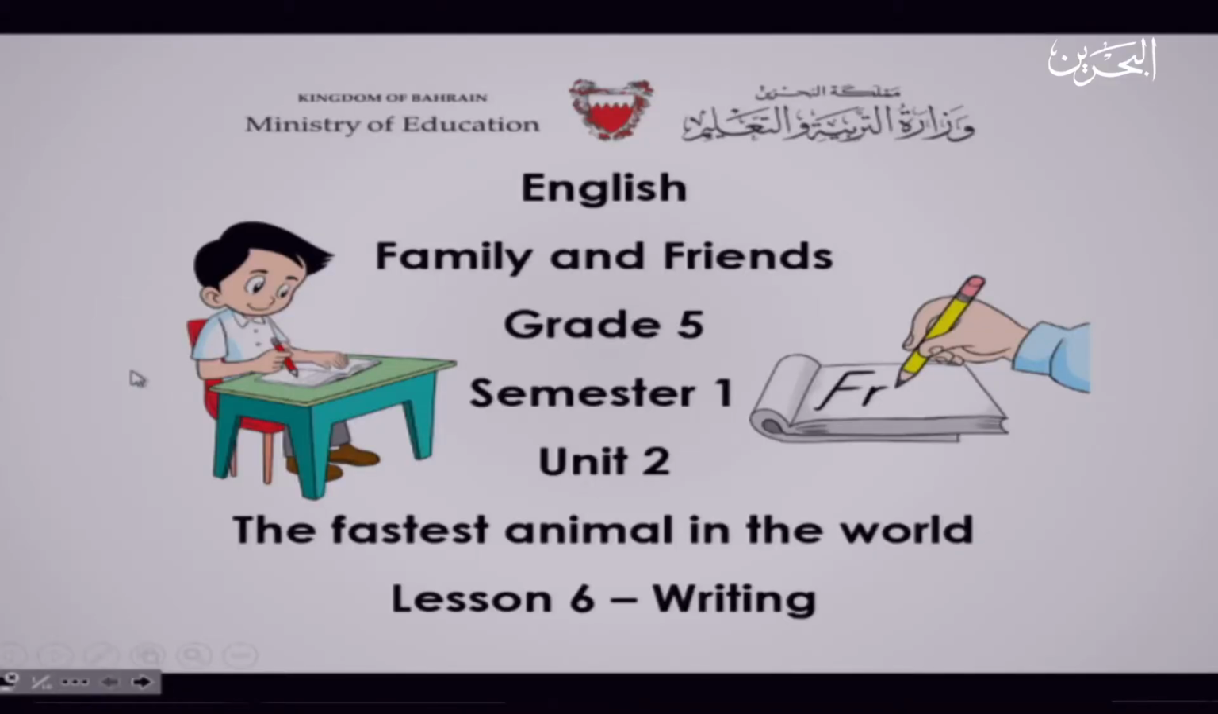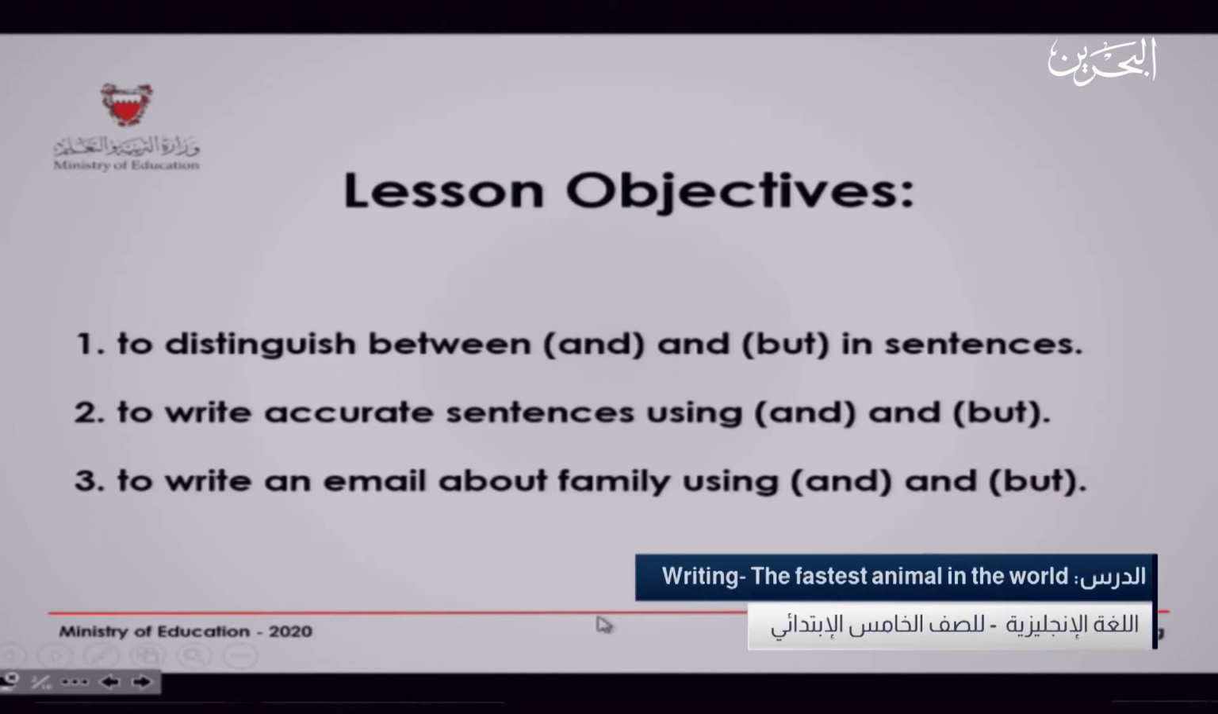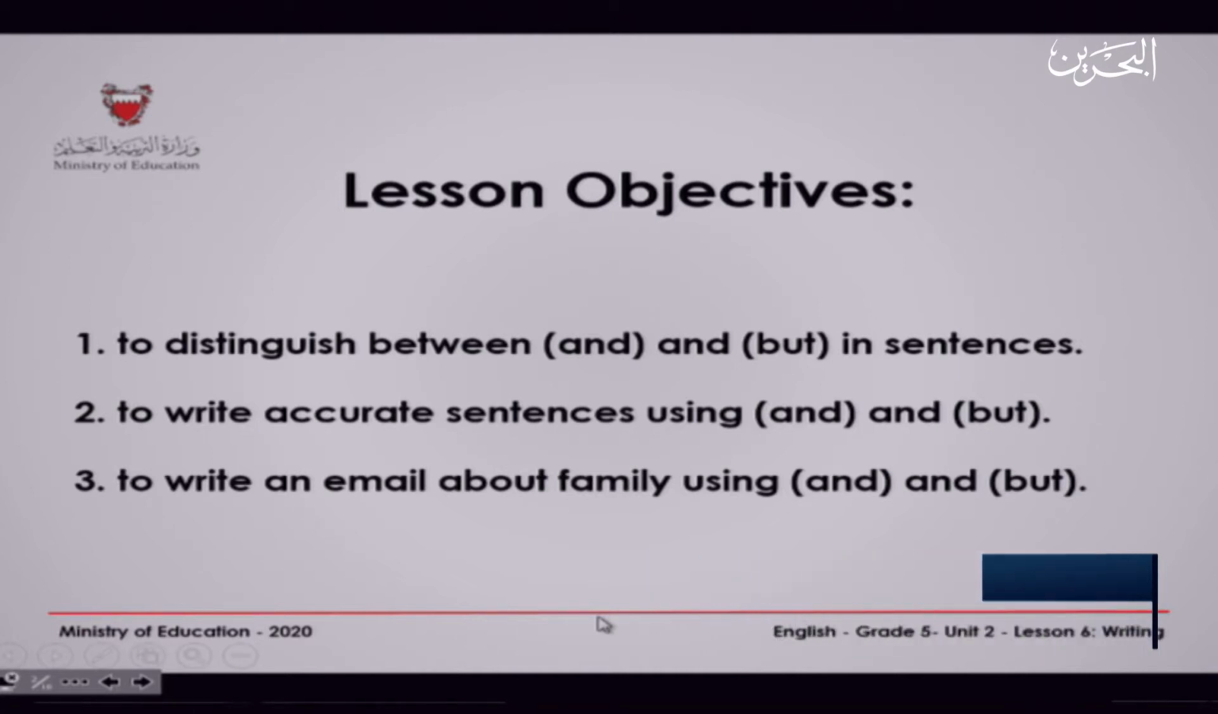Family and Friends, Grade 5, Semester 1, Unit 2, The Fastest Animal in the World, Lesson 6, Writing. By the end of this lesson, you will be able to distinguish between and but in sentences, write accurate sentences using and but, and write an email about family using and but.